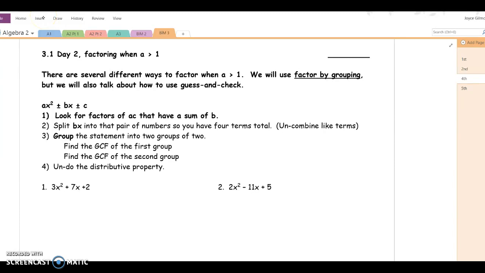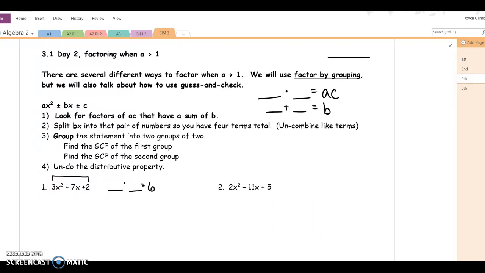We need to find a pair of numbers whose product is AC and whose sum is B. The weird thing is, we need to find the product that is equivalent to AC. That means we're multiplying our first number, 3, times our last number, 2. What is 3 times 2? 6.